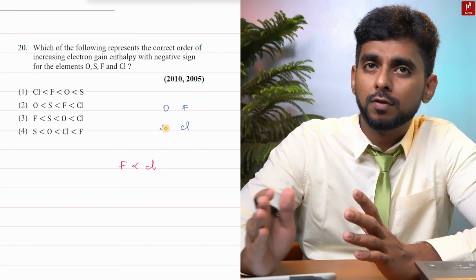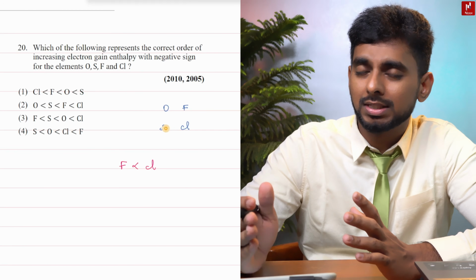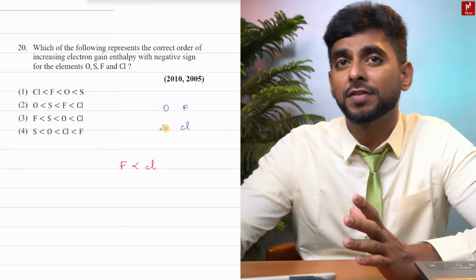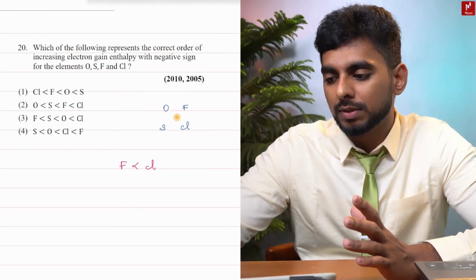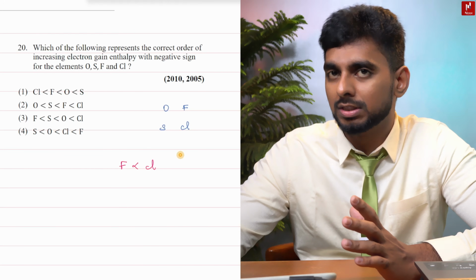First you would have got sulfur, then selenium, tellurium, polonium. Finally, you would have got oxygen. In the same way, fluorine and chlorine will just get swapped.